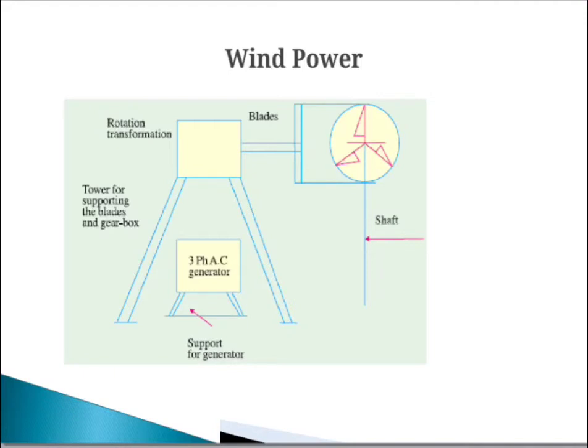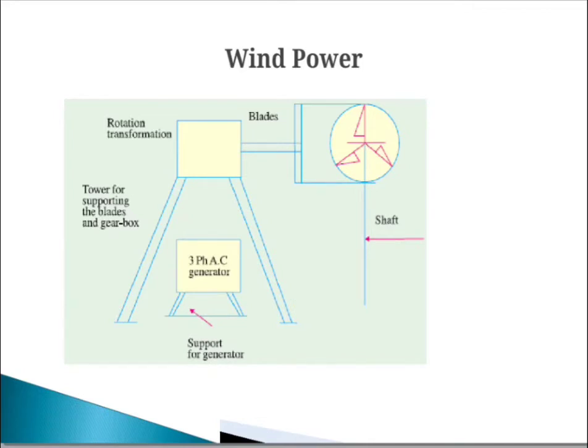If the gear ratio is 1:80 and the RPM of the low speed main shaft is 15, then the gearbox will increase the speed of the generator shaft to 15 times 80, that is 1200 RPM.